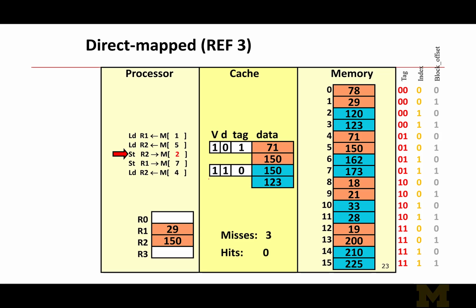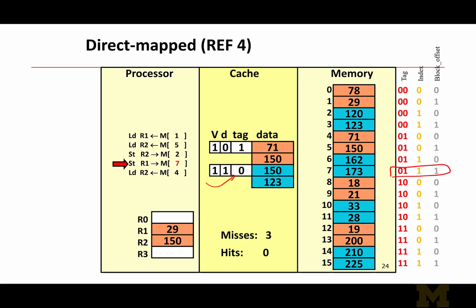So I would allocate a cache line and bring in the data, and set the dirty bit because I just modified the data based on the R2 value. And then I have another store instruction to address 7. The index is 1, tag is 1. So the tag does not match with what I have stored, so it's going to be a miss.